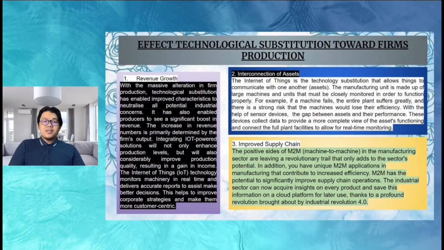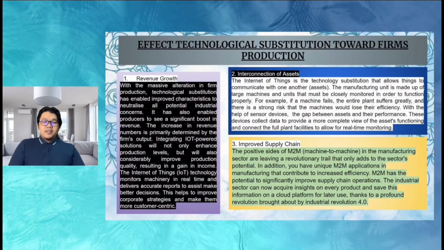The Internet of Things is the technology substitution that allows assets to communicate with one another. The manufacturing unit is made up of large machines and units that must be closely monitored in order to function properly. For example, if a machine fails, the entire plant suffers greatly and there is a strong risk that the machine would lose its efficiency. With the help of sensor devices, the gap between asset and performance is closed. These devices collect data to provide a more complete view of the asset function and connect the full plant facilities to allow real-time monitoring.